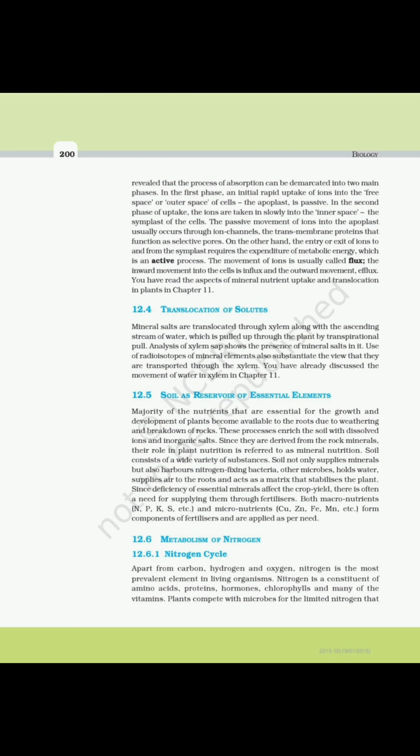You have read the aspects of mineral nutrient uptake and translocation in plants in Chapter 11. 12.4 Translocation of solutes. Mineral salts are translocated through xylem along with the ascending stream of water, which is pulled up through the plant by transpirational pull. Analysis of xylem sap shows the presence of mineral salts in it. Use of radioisotopes of mineral elements also substantiates the view that they are transported through the xylem. You have already discussed the movement of water in xylem in Chapter 11.